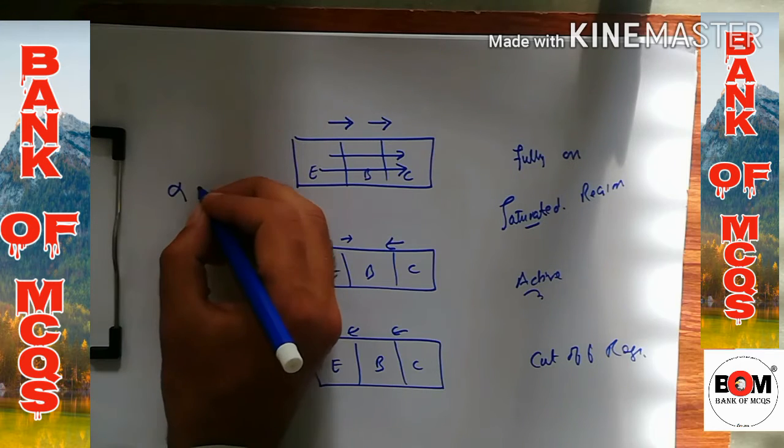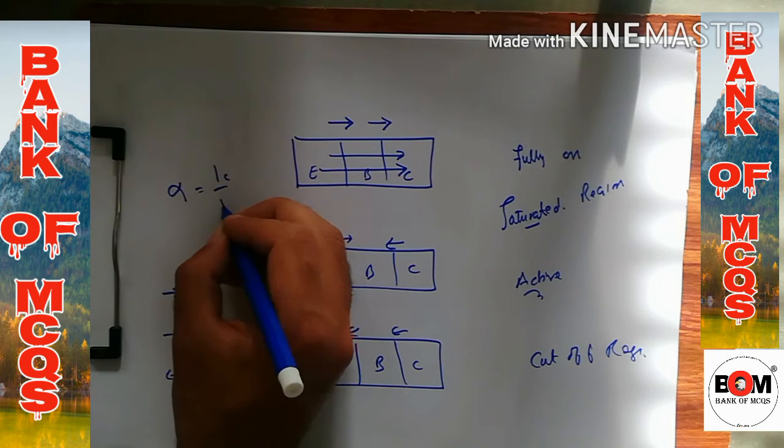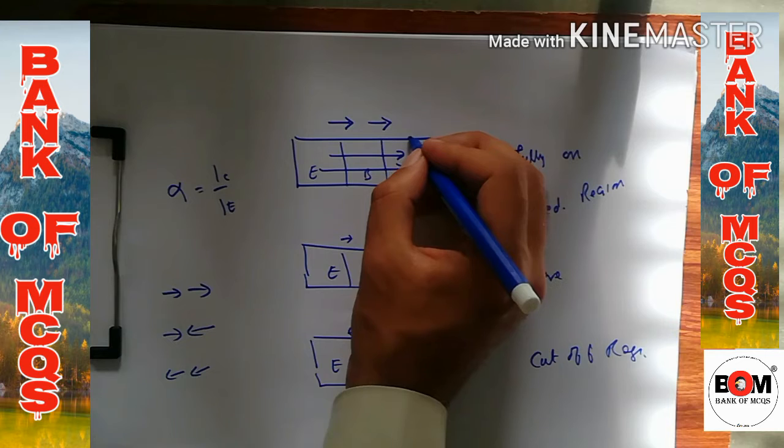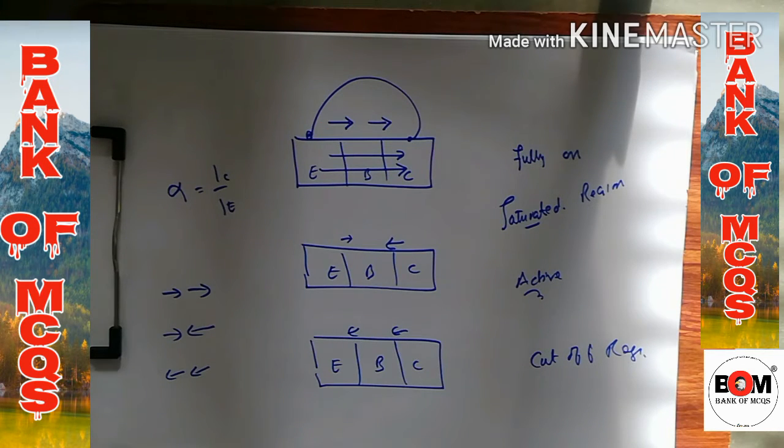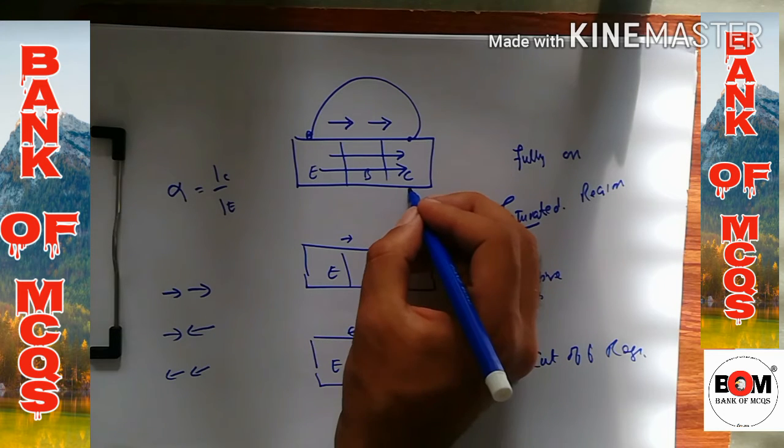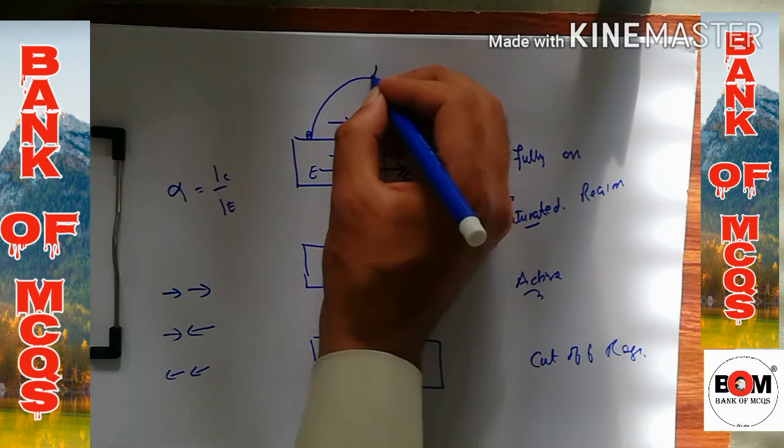Now there is the alpha factor. What is the alpha factor? The alpha factor is just the ratio of IC divided by IE. The ratio of IC to IE is called the alpha factor, and the ratio of IC to IB is called the beta factor.